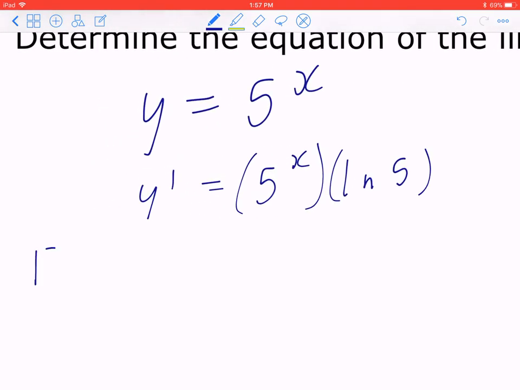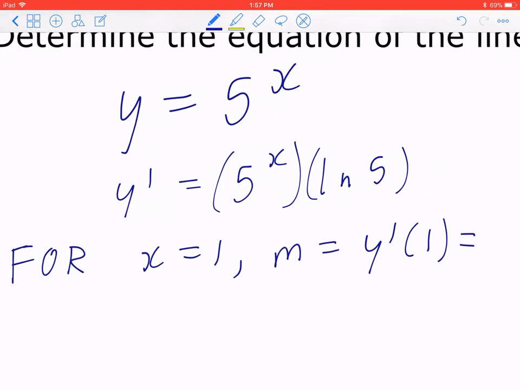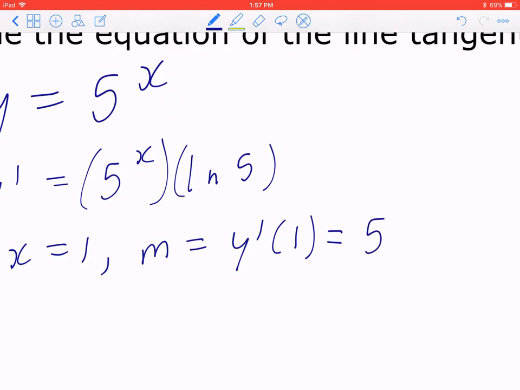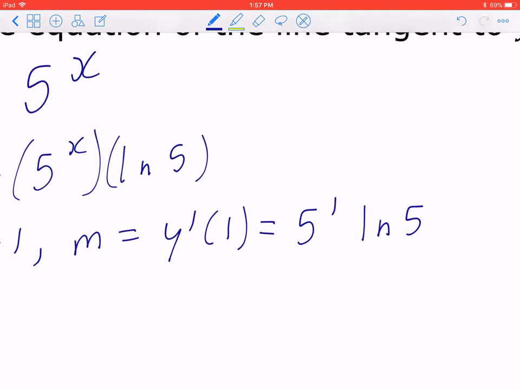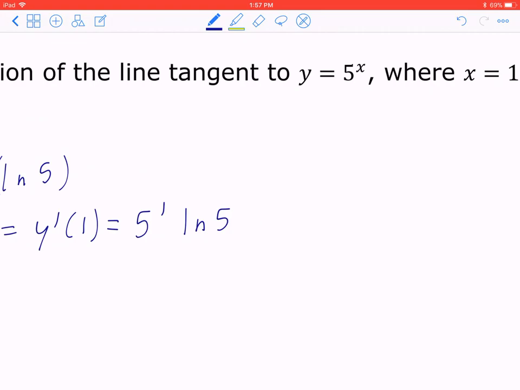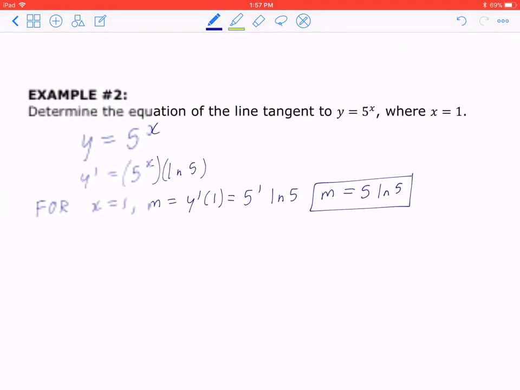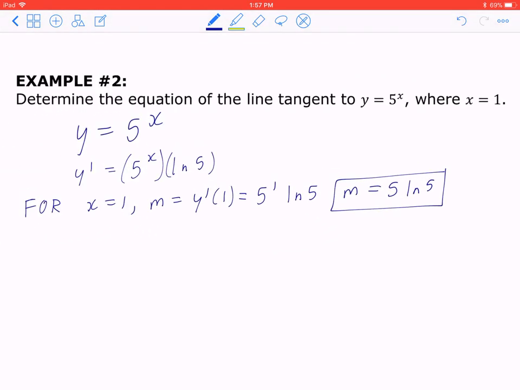So for x equals 1, the slope equals y prime of 1, which equals 5 to the power of 1 times ln of 5. If you leave this in exact form, you can write m equals 5 times ln of 5. Just like that.